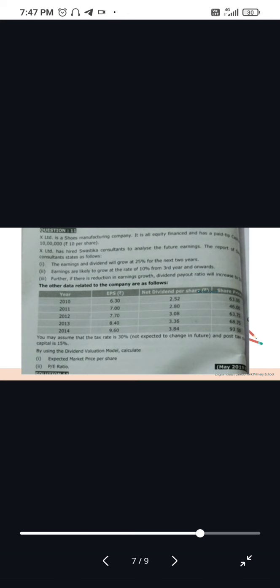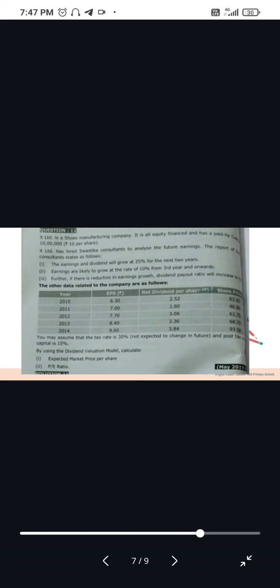Let's come to the problem. X Limited is a shoe manufacturing company. It is equity financed and has a paid up capital of 10 lakhs. X Limited has hired Swastika consultant to analyze the future earnings.